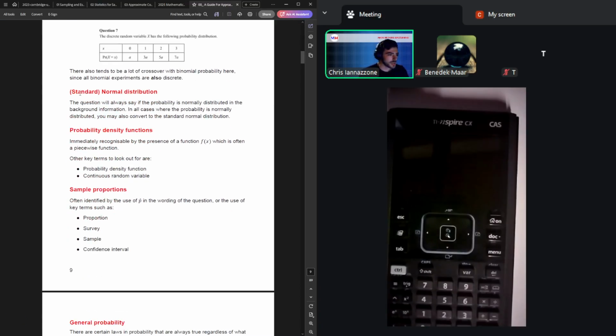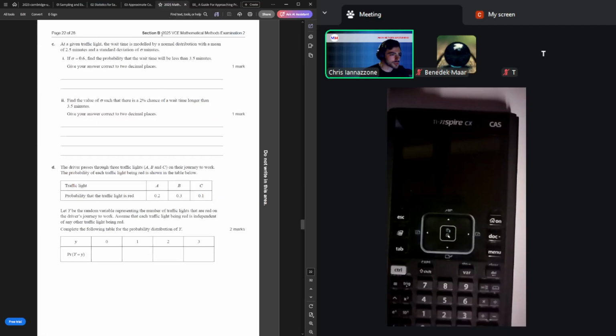Next up, how do you know whether you have a normal distribution? It will always tell you. "Modeled by a normal distribution with mean of whatever, standard deviation of whatever." So the question will always tell you whether you now have a normal distribution. Nice and easy.